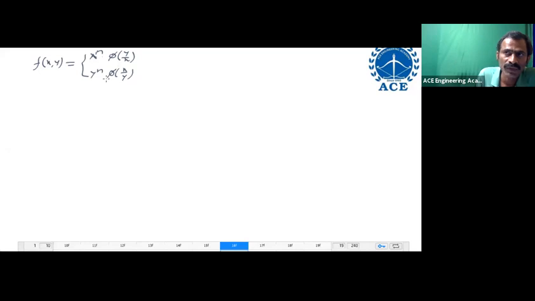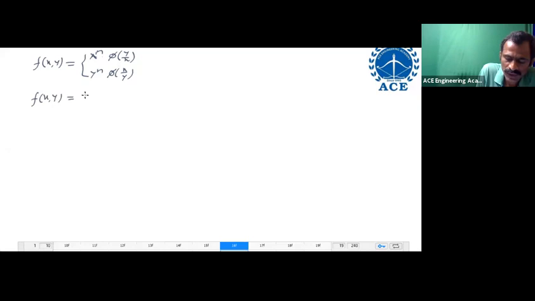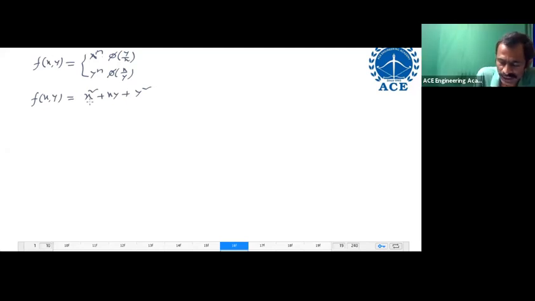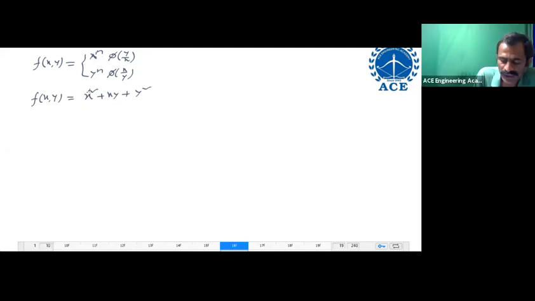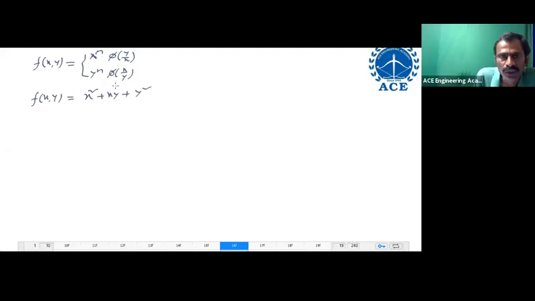The function should be a homogeneous function with some degree. Now I am taking f of x comma y equal to, let us suppose, x square plus xy plus y square. It is a homogeneous function with degree 2 because in every term the power of the variables is the same. In the first term, x power is 2. In the last term, y power is 2. In the second term, the sum of the powers is 2. So it is a homogeneous function with degree 2 only.